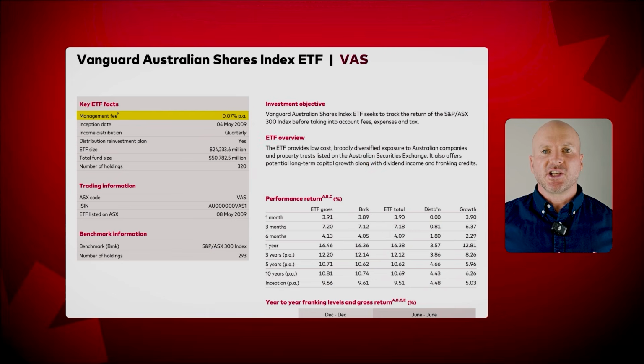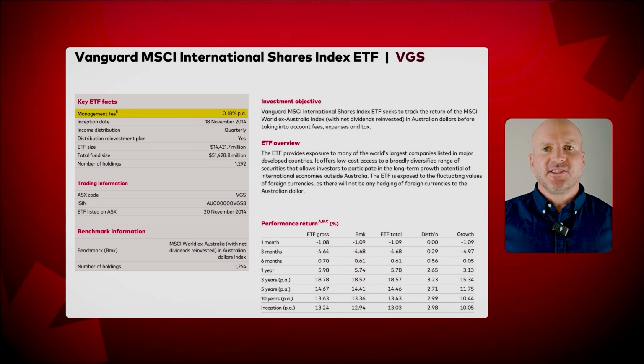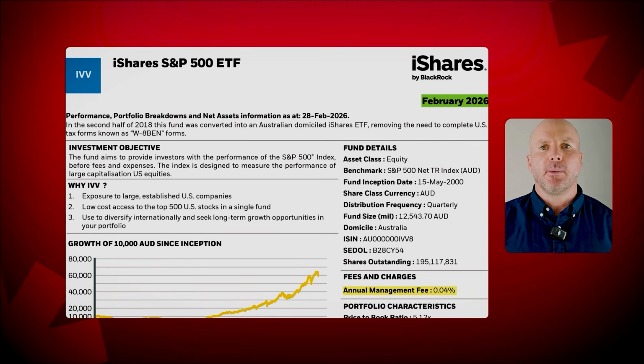Fees and competition. One last thing, and it is worth being honest about: Vanguard is not always the cheapest ETF provider in Australia in 2026. VAS charges 0.07%, but similar broad Australian options like BetaShares A200 are cheaper at 0.04%. VGS is 0.18%, while BetaShares BGBL is 0.08% for similar global exposures, and iShares IVV is 0.04%. So if your only filter is the lowest management fee, Vanguard will not always win. That said, Vanguard has still been cutting fees as competition has increased, and that broader fee war is a win for investors, whichever provider they choose.